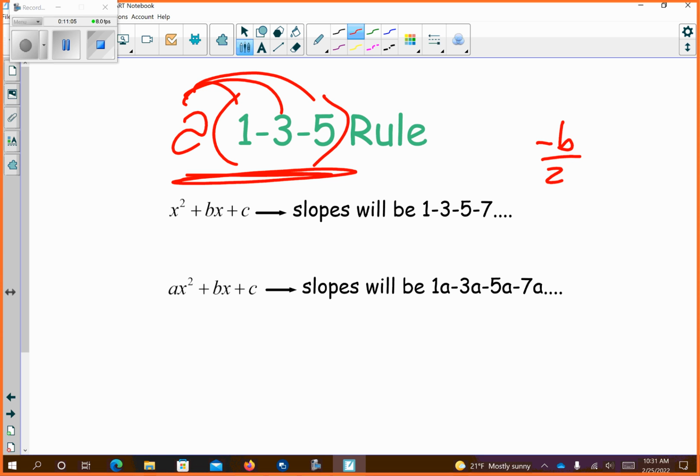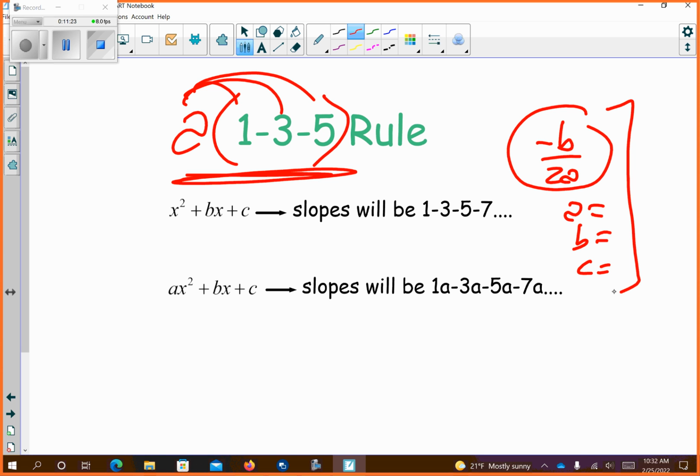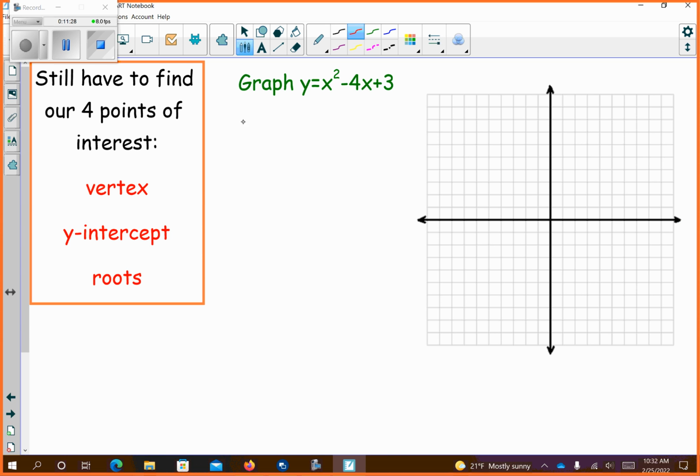Realize I want this written on every parabola that we do. Okay? And then I want your A value, your B value, and your C value to be written down as well. Trust me, this will help you in future stuff. If you have just the simplest of that listed, it'll help you because it's going to guide you along. Okay? So, first thing I want negative b over 2a. I want my a value, my b value, and my c value. What's my a value up here? 1. B value? Negative 4. And c value? 3.